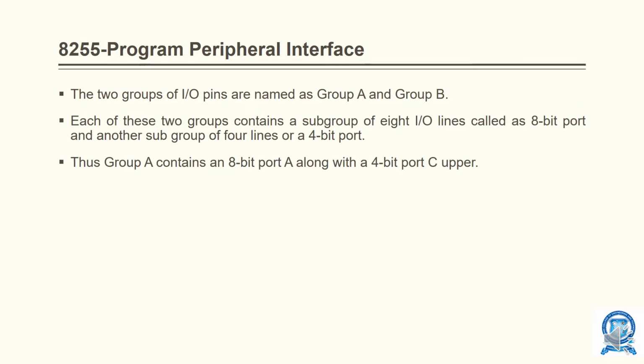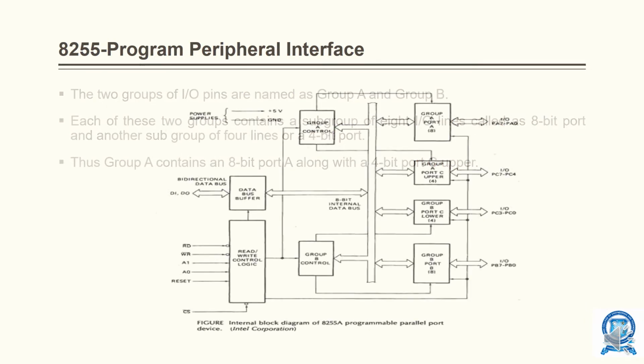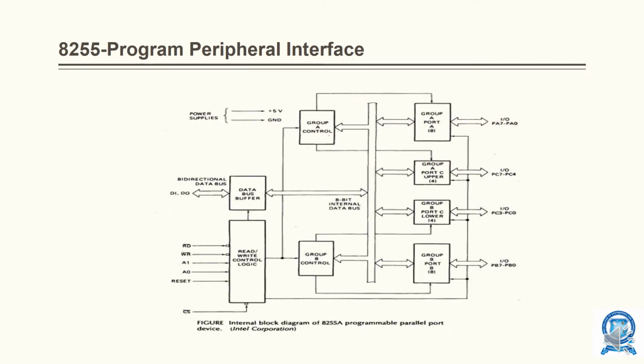The two groups of I/O pins are named Group A and Group B control. Each of these two groups consists of a subgroup of 8 I/O lines called an 8-bit port, and another subgroup of 4 lines called a 4-bit port. Thus, group A consists of an 8-bit port and a 4-bit port C. So once we go for the block diagram, it will be much more understandable. So here comes the basic block diagram of the 8255 Programmable Peripheral Interfacing IC.